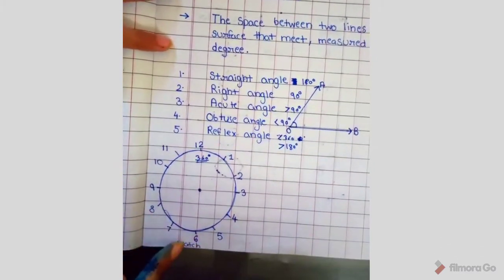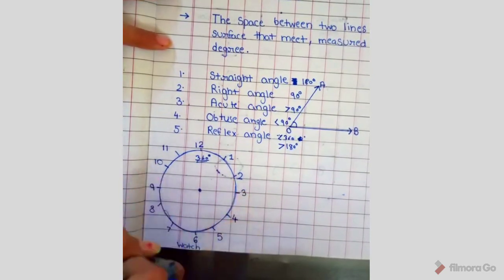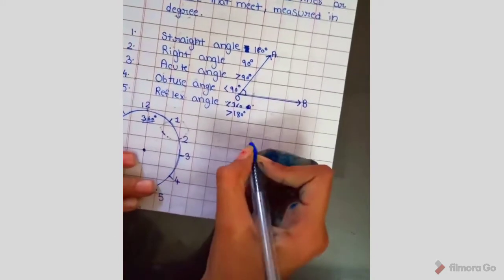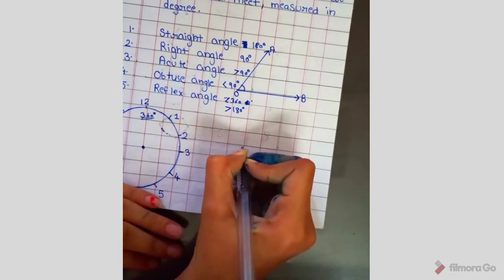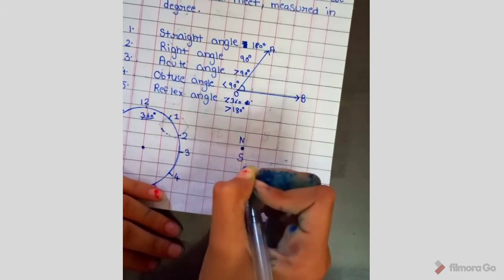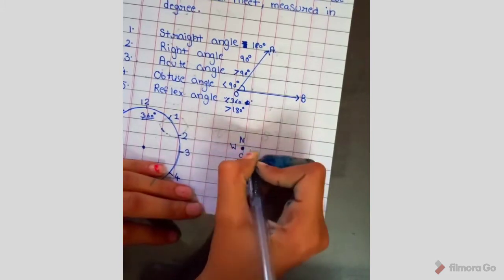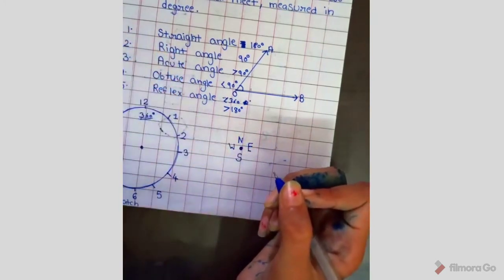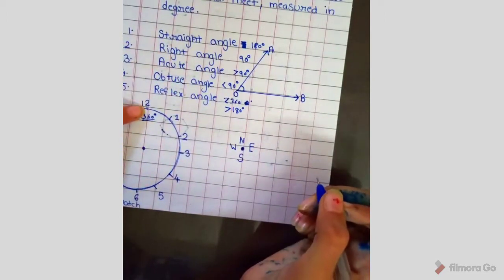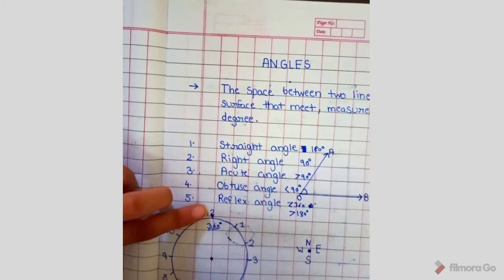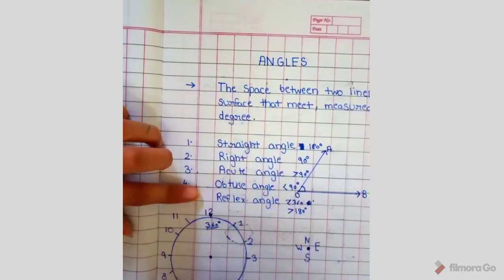So here is a watch. I have drawn a watch. Now we study the process through the watch. You have learned the directions in geography. Suppose here is north, south, here is west, and here is east. So what are they? North, south, east, west. Now suppose you are facing north. Here is the north, and you are facing this way.